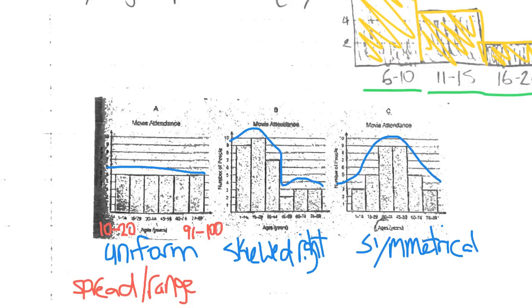You have to pick your biggest number and your smallest number. So I would pick 10, and I would pick 100, and I would do 100 take away 10, and my spread or my range would then be 90. So when you're doing the spread, pick the biggest number in your biggest range, and pick the smallest number in your smallest range, and that is what you subtract to get your spread or your range.